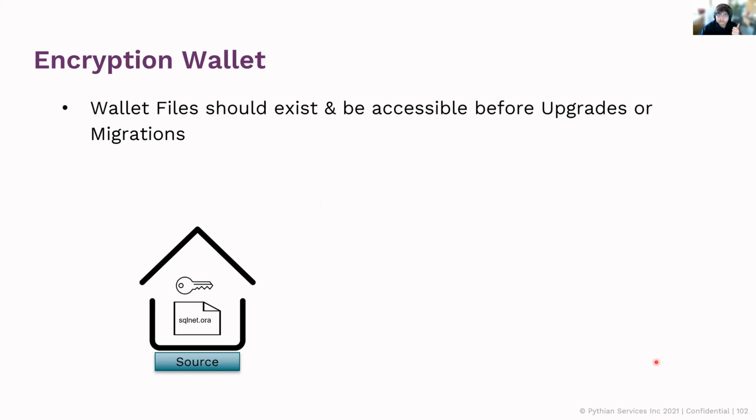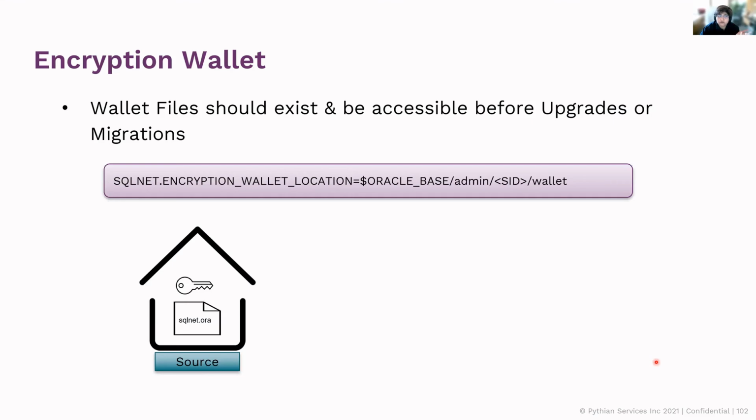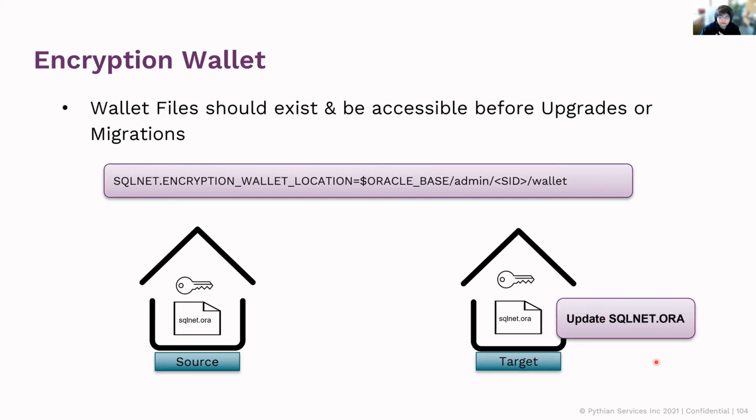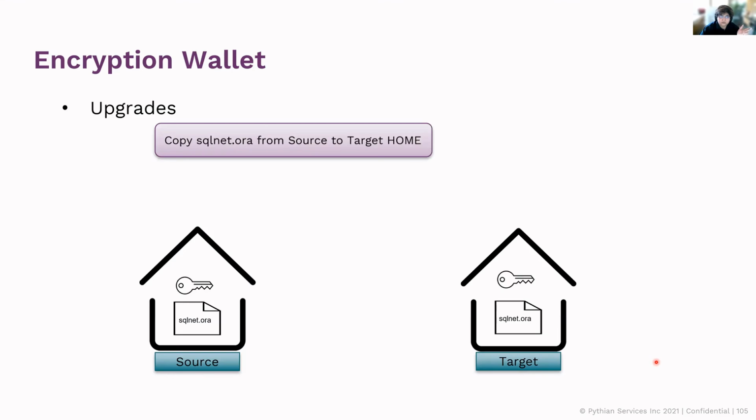The thumb rule of this is the wallet files should exist at the target and be accessible before the upgrades or migrations. So SQLnet.ora is what controls the location of your file, as we know. So you transfer the wallet over to the target and you upgrade the SQLnet.ora. So in terms of upgrade, if you're working with DBUA or whatever tool you're using, AutoUpgrade, you need to ensure that you copy over the SQLnet.ora to the target home so that the target is aware about the wallet that it wants to use.